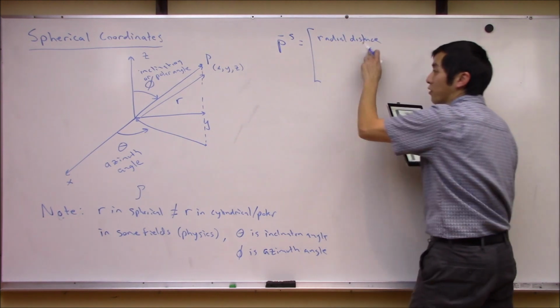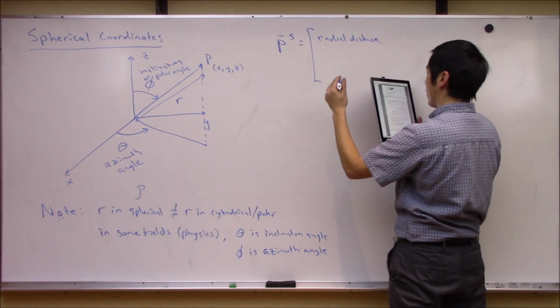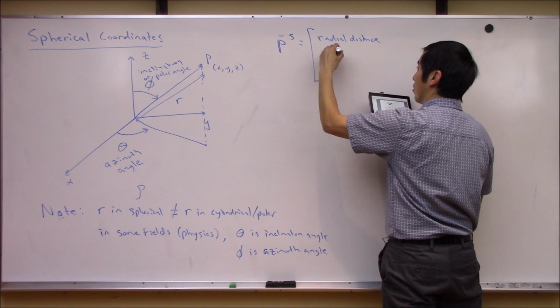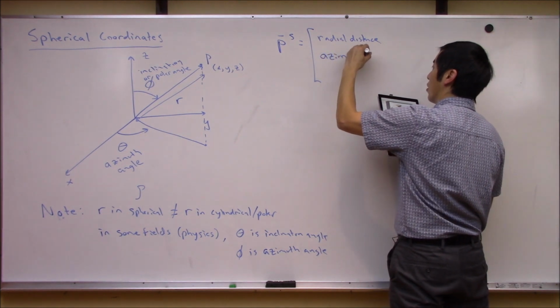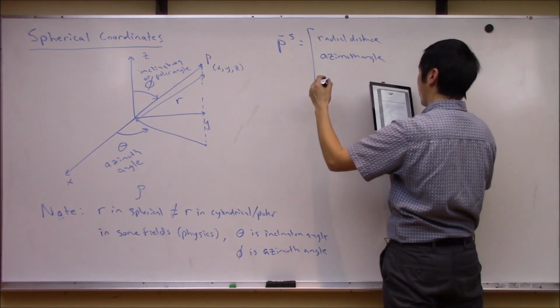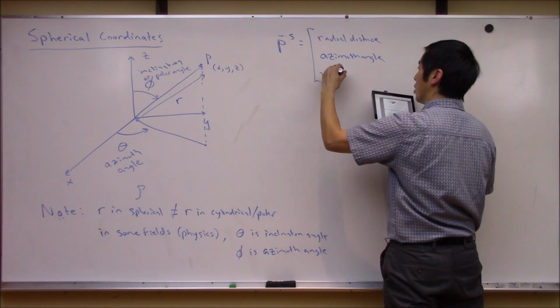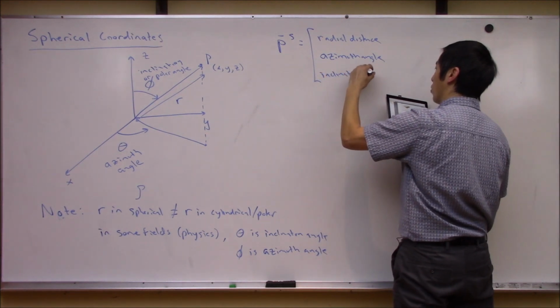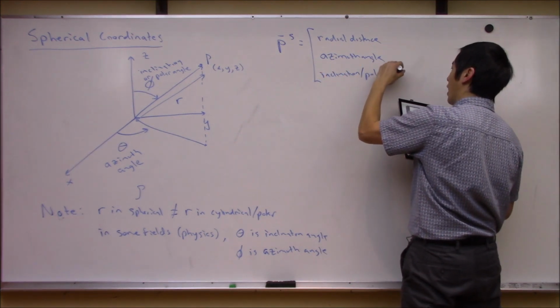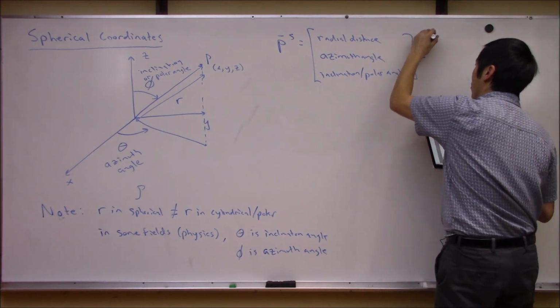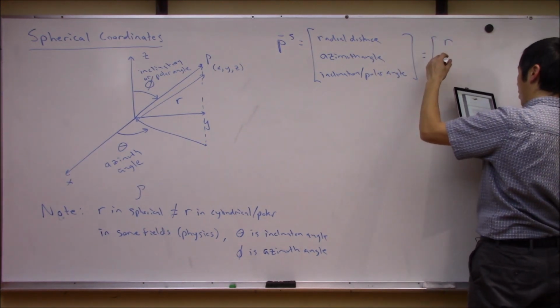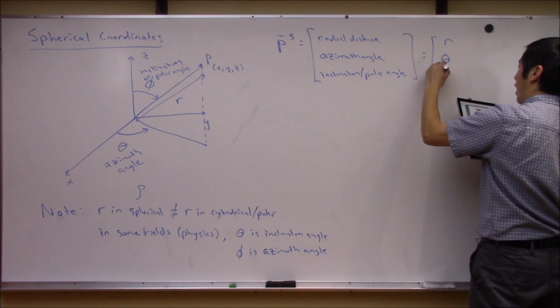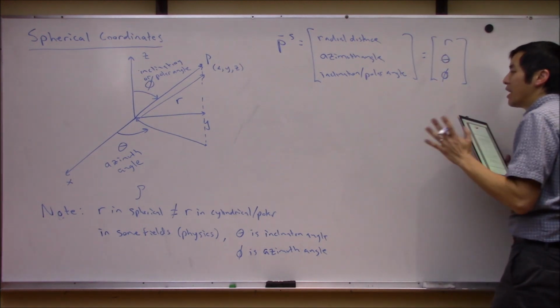Is going to be the first thing that you have to tell someone. The second thing you have to tell them is the azimuth angle. And then the third piece of information is the inclination, or polar angle. Okay, and we are going to use the names r, theta, and phi. So again, be careful.